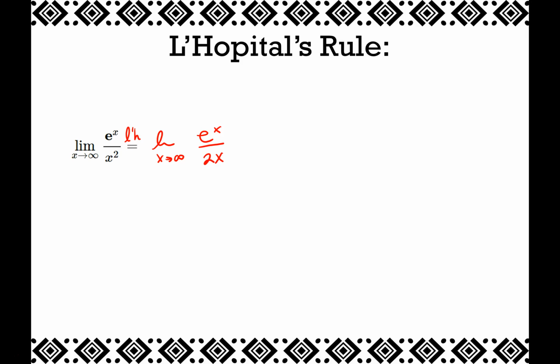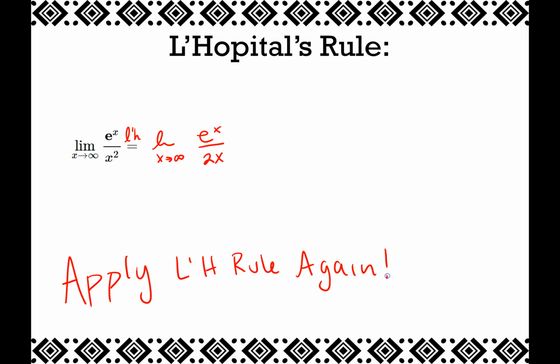In that case, apply L'Hopital's rule again. You're going to keep doing this, and you can do it as many times as you want until when you plug in, you no longer have a 0 over 0 or an infinity over infinity. So I'm going to go ahead and do LH again.